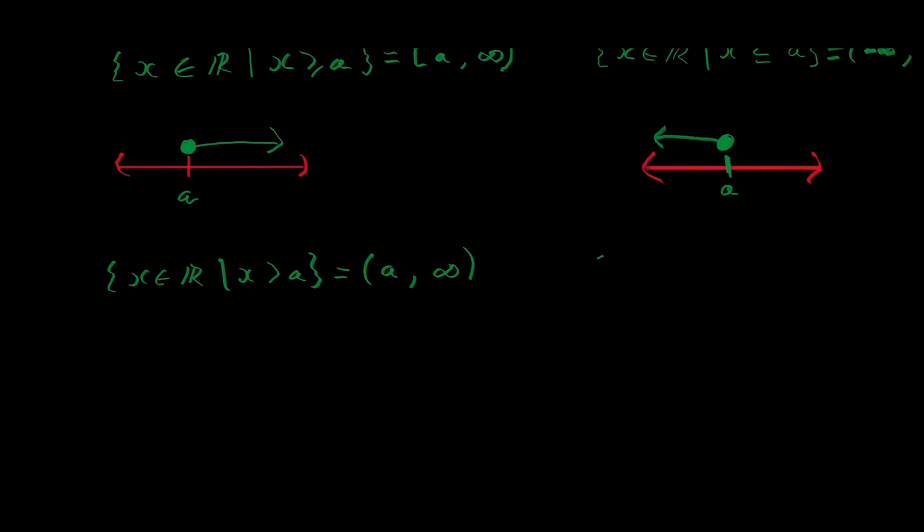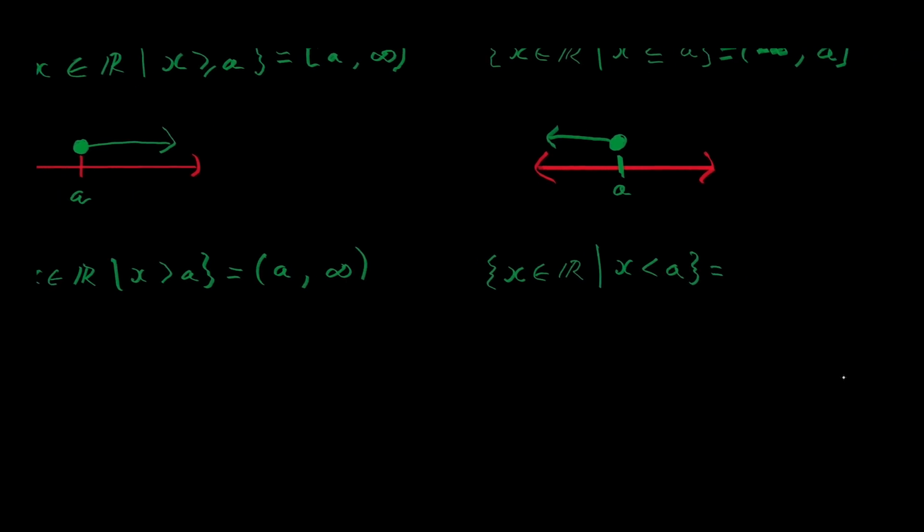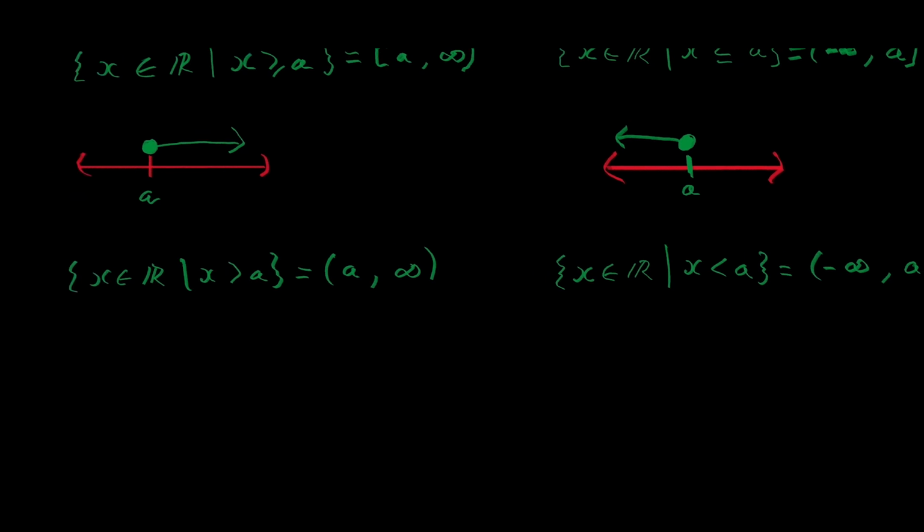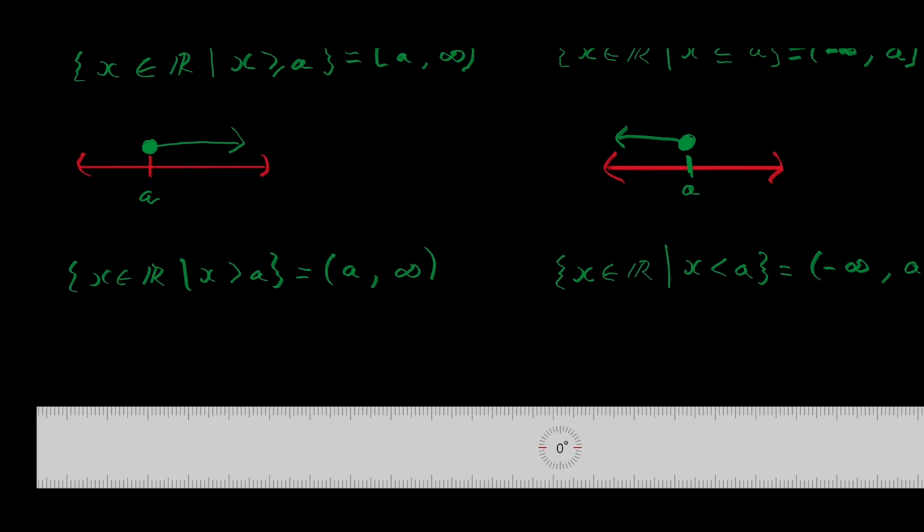Okay, last example is the set of all x in the real numbers such that x is strictly less than a, and that in interval notation would be written like this. Okay, so all of the real numbers that are smaller than a. So let's do both of them graphically. Here's the first one, and here's our second one.